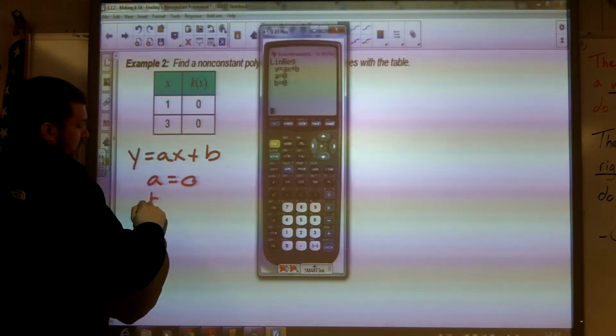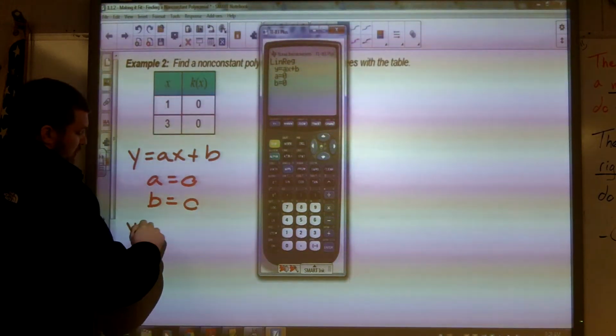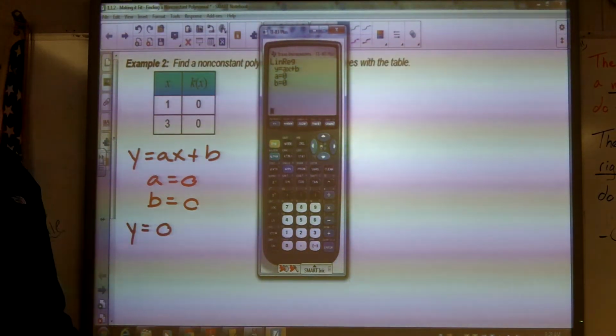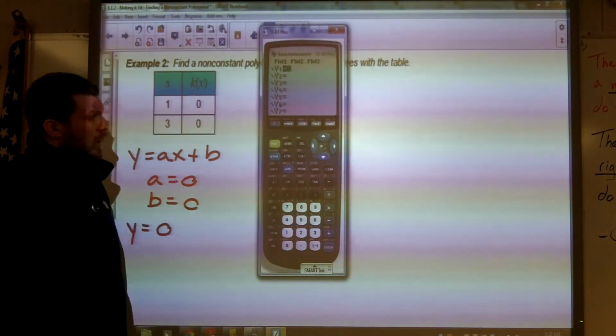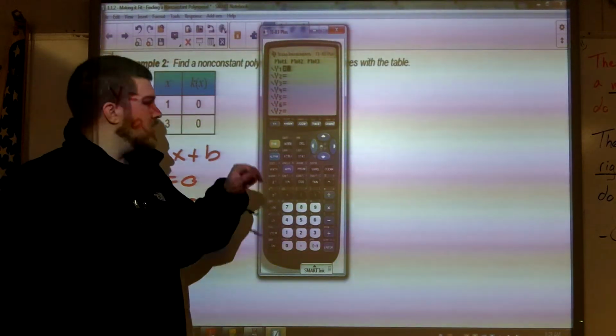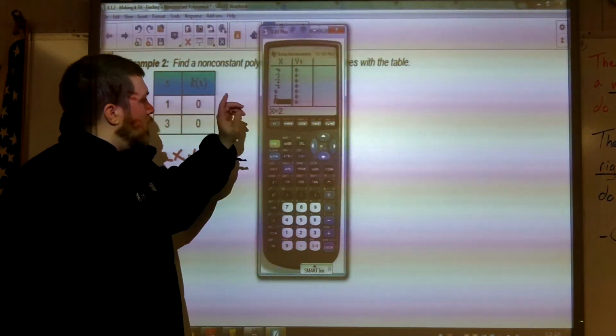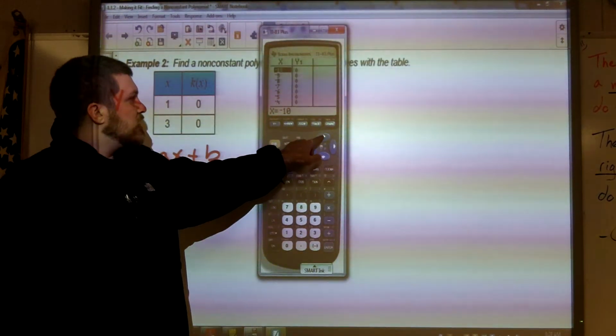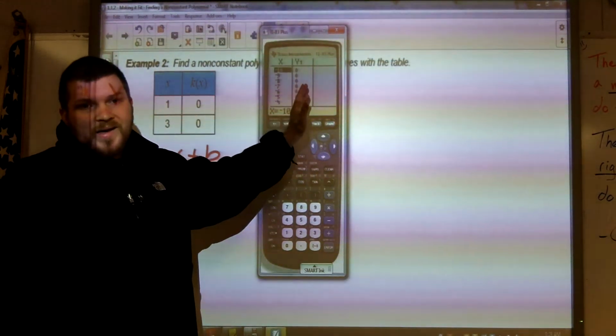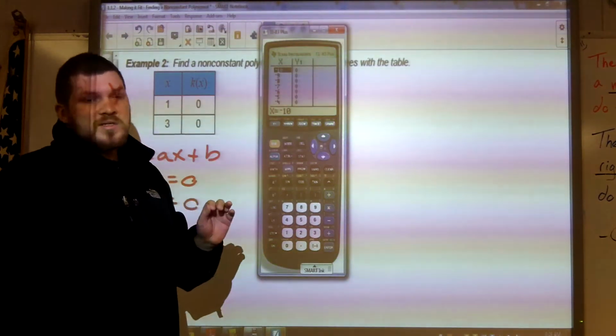So I get my model for a linear polynomial, y equals ax plus b, and we're told that a is 0 and b is 0. And so my polynomial ends up being y equals 0, which is a constant polynomial, and I can verify that by graphing it. Go to y equals, just type it in. I've already done that. And go to our table. What you see here is no matter what x I put in for my input values, my output values, or the y's, are constant. They're always 0.